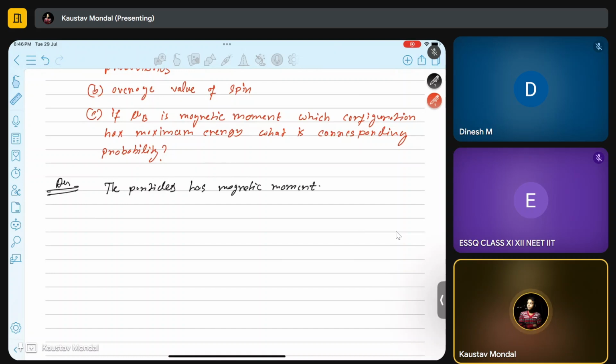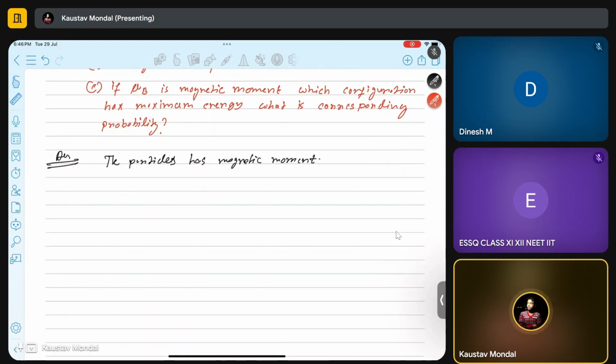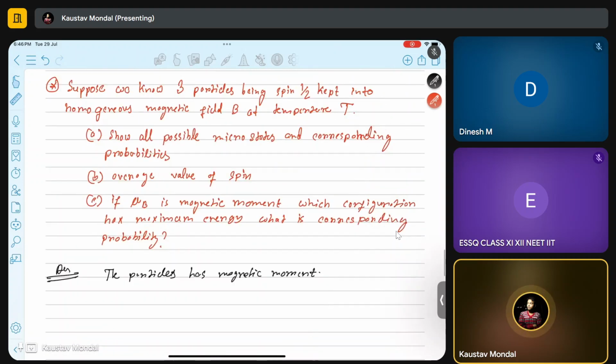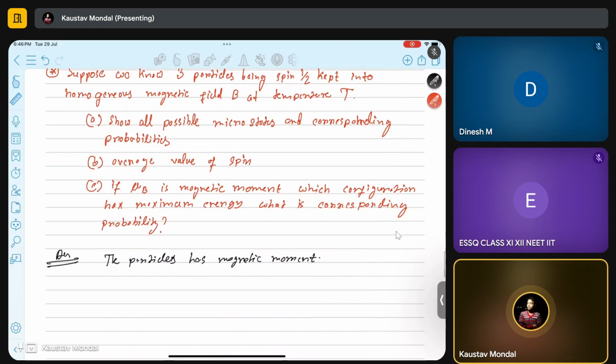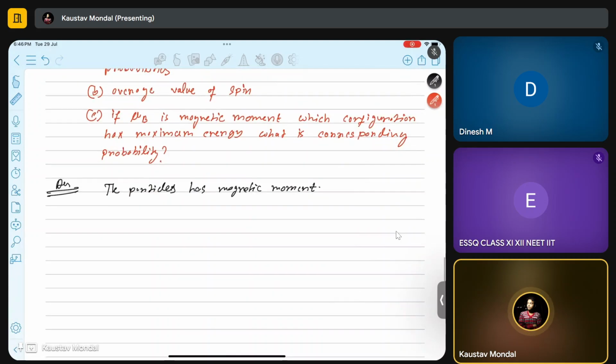This means that when you keep the particle in an external magnetic field, it can either have a spin-half configuration, plus half, or it can be in a minus half configuration. Just like the coins, it can either have a head or it can have a tail.